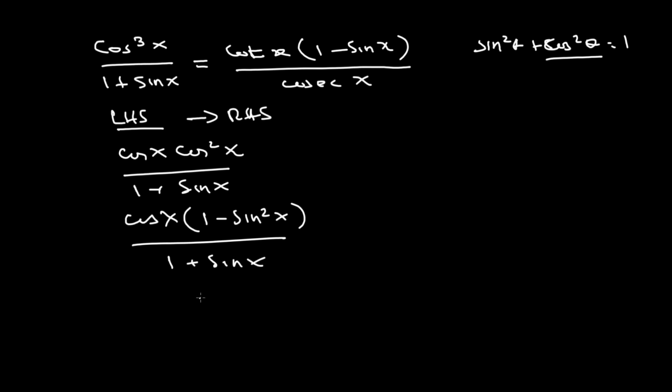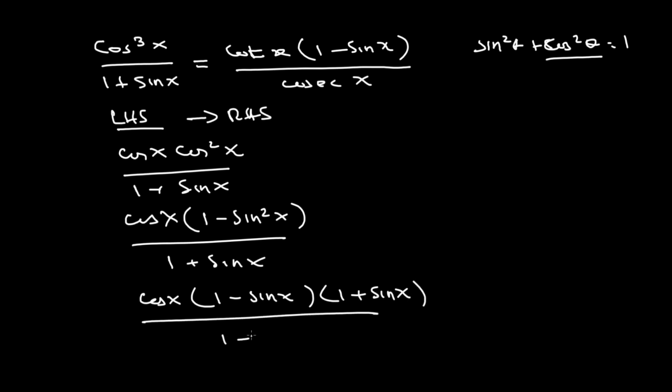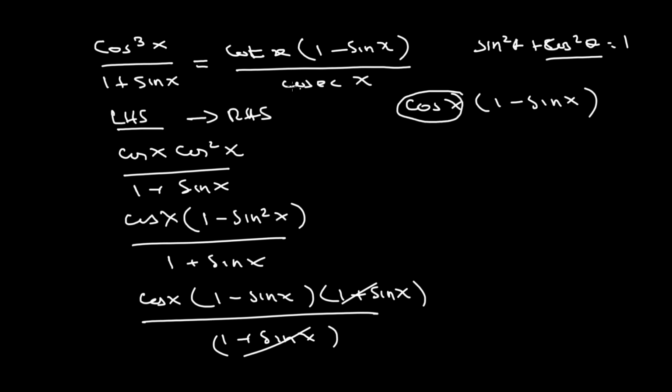Now, what other pattern can I see? I can see a difference of 2 squares here. So I'm going to do that. So I'll do cos x. Okay, here I'll do 1 minus sin x. Then I'll do 1 plus sin x. Then I divide the whole thing by 1 plus sin x. Now we see that these two are the same, right? So it means that this is what remains, which means that this is cos x times 1 minus sin x. Now, if I look at this, it's not yet where we need to be. So how can I convert this to these two?